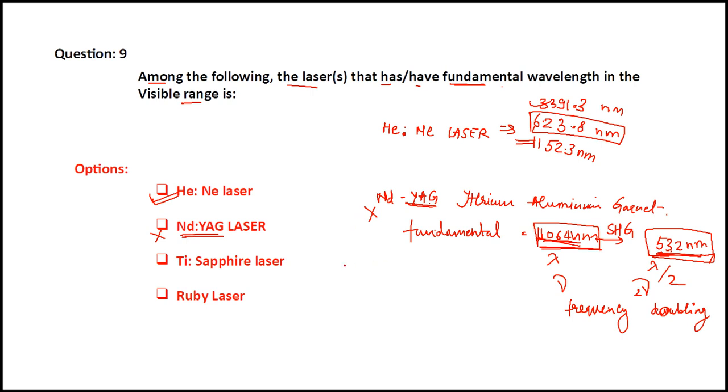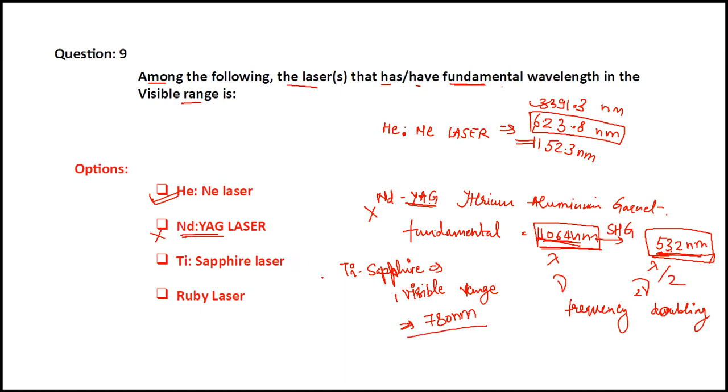For the titanium sapphire laser, earlier we had discussed that it is quite a good laser, which emits a high intensity laser beam, and that too continuously from the visible to the IR range. So the titanium sapphire laser also emits in the visible range. Its fundamental emission you can consider to be in the range of 780 nanometer.